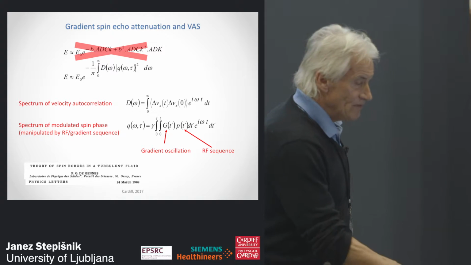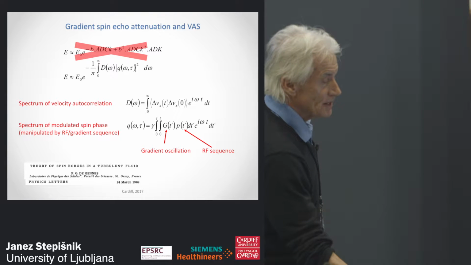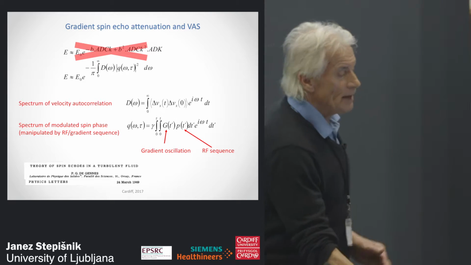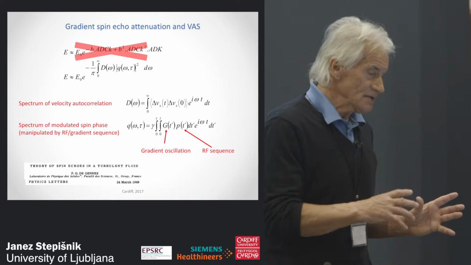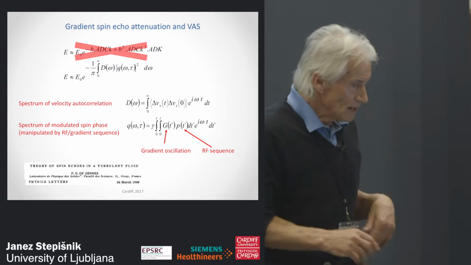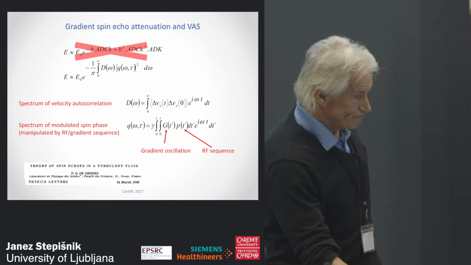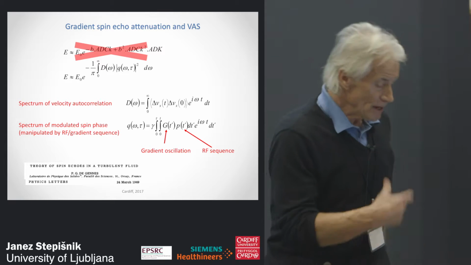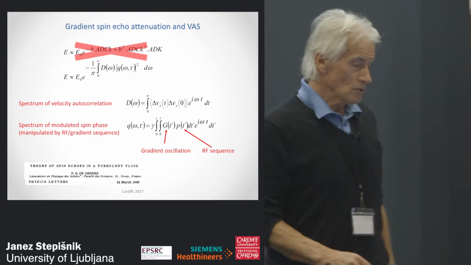You can modulate the spin phase in two ways: by changing the gradient, applying, for example, an oscillating gradient, or by applying an RF sequence. All together they should produce this spectrum here in such a way that you extract the value of the spectrum of the velocity correlation from here.